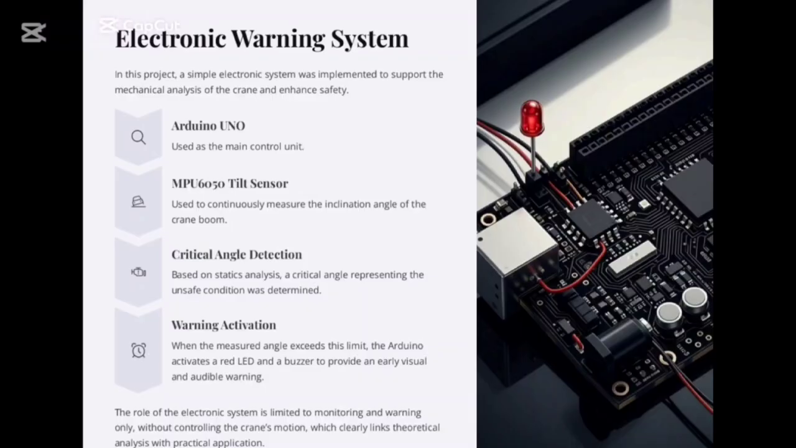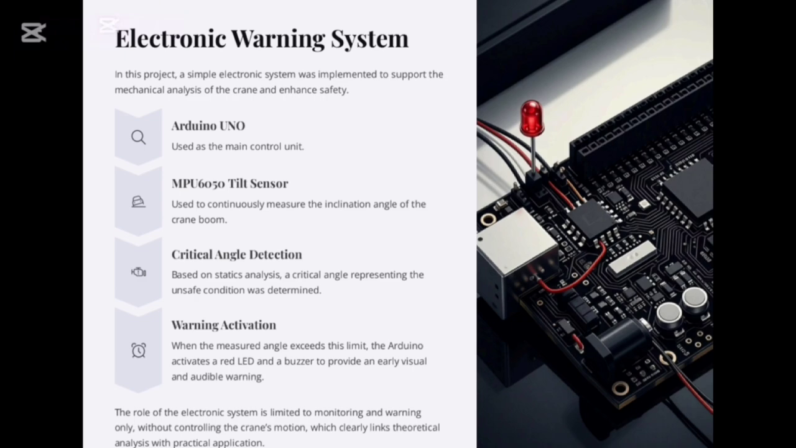In this project, a simple electronic system was implemented to support the mechanical analysis of the crane and enhance safety. The first component of the system is the Arduino Uno. It's the main control unit of the system. The second component is the MPU 6050 tilt sensor. It continuously measures the crane arm angle.